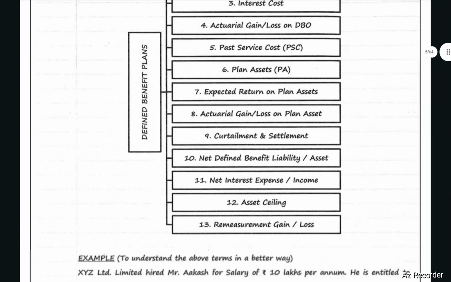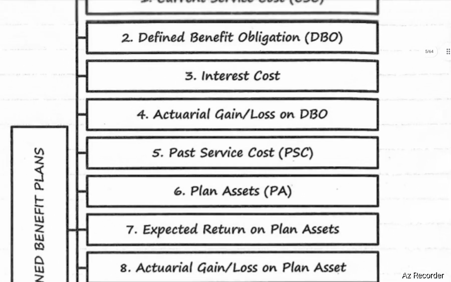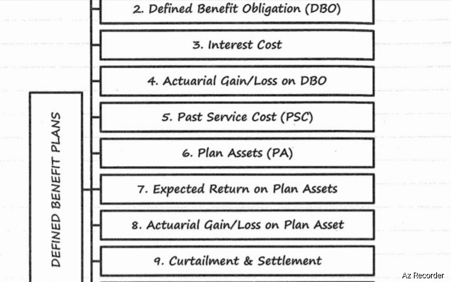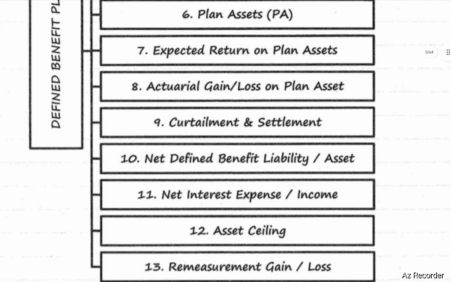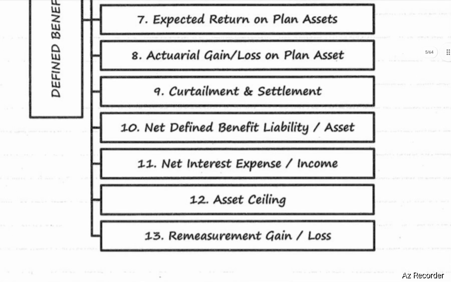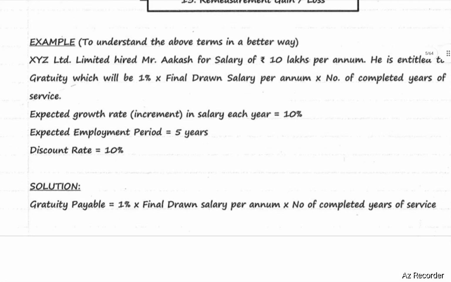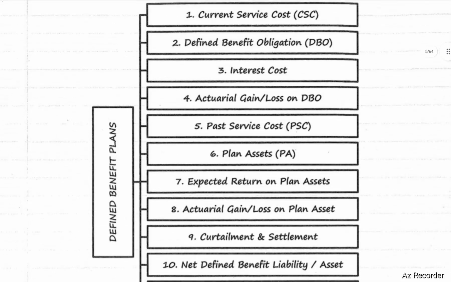Defined benefit plan includes these terms: current service cost, defined benefit obligation (DBO), interest cost, actual gain or loss on defined benefit obligation, past service cost, plan assets, expected return on plan assets, actual gain or loss on plan assets, curtailment and settlement, net defined benefit liability or asset, net interest expense or income, asset ceiling, remeasurement gain or loss. Next, there is an example given here pertaining to defined benefit plans.